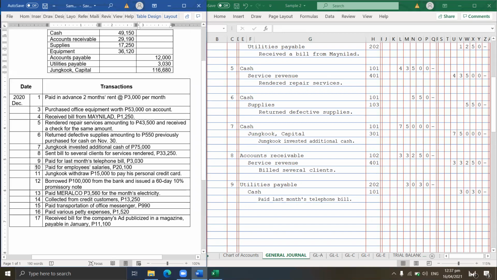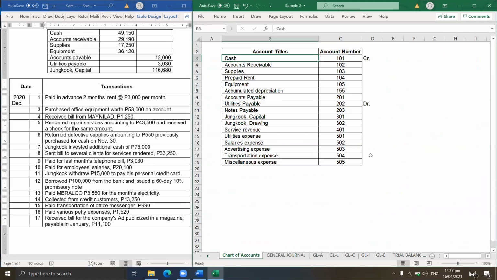Next, December 10, paid for employee salary, 20,100. So nagbayad na tayo ng salary ng empleyado. So that would be, of course, a decrease in cash kasi nagbayad tayo. So that's a credit to cash. And then dahil nagbayad tayo ng salaries, okay, that's only giving us an idea na nagamit na natin yung services ng employee. So kung nagamit na natin yung service ng employee, then we will have salaries expense. At pag may salaries expense and it increases, it will be represented by a debit. Okay? Kaya ang entry po natin ay debit sa salaries expense and credit cash.